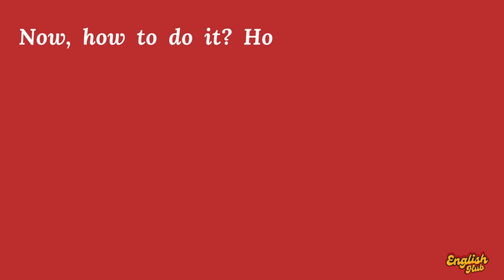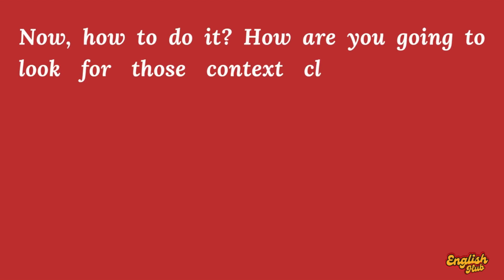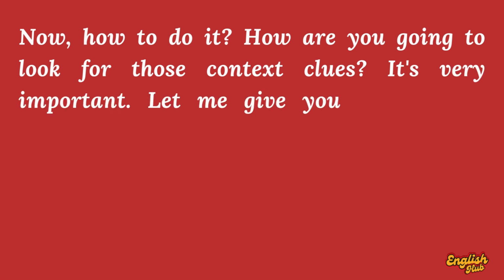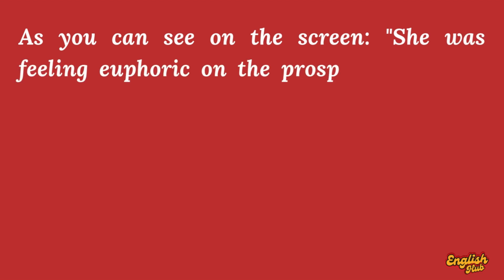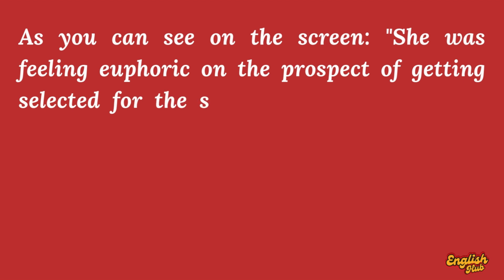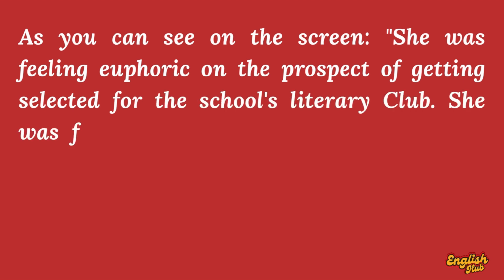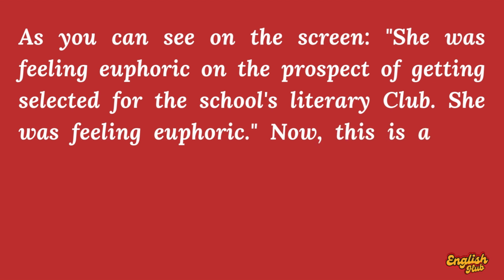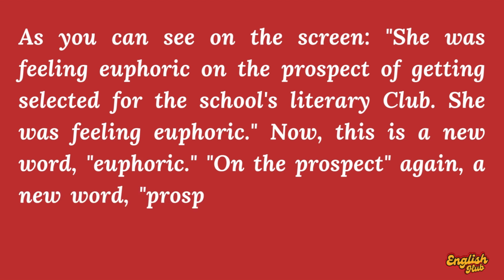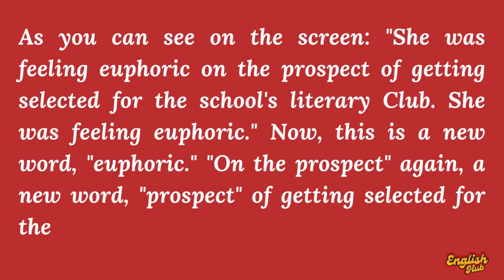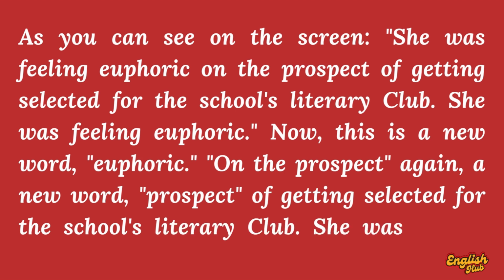Now, how to do it? How are you going to look for those context clues? It's very important. Let me give you an example through this short paragraph. As you can see on the screen, she was feeling euphoric on the prospect of getting selected for the school's literary club. She was feeling euphoric. Now, this is a new word, euphoric. On the prospect, again, a new word, prospect of getting selected for the school's literary club.